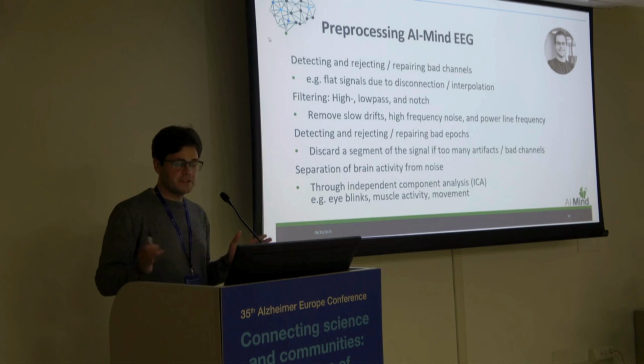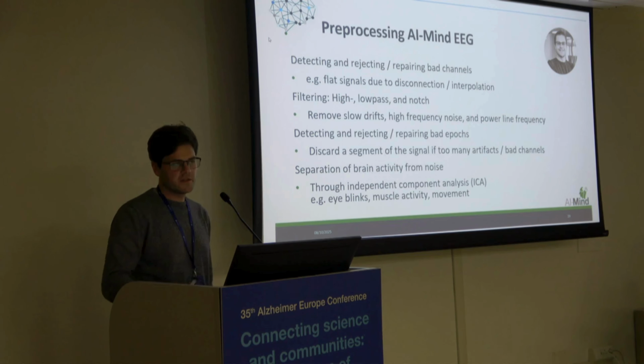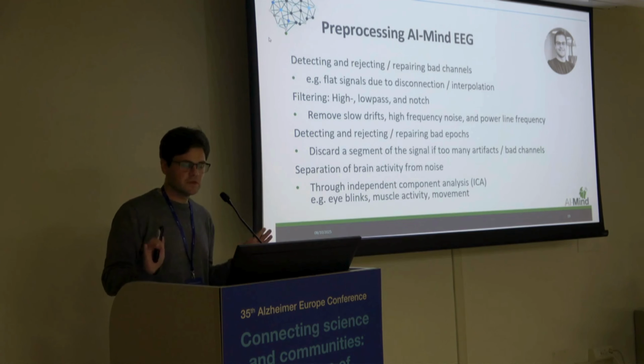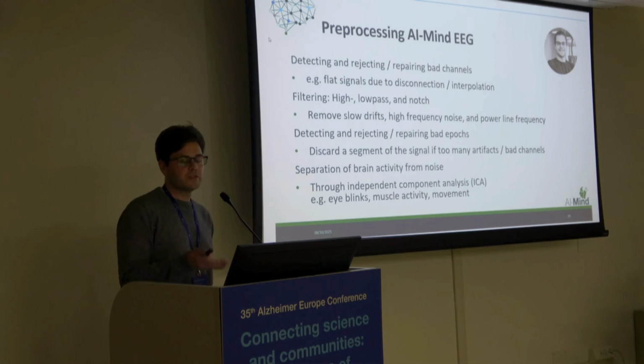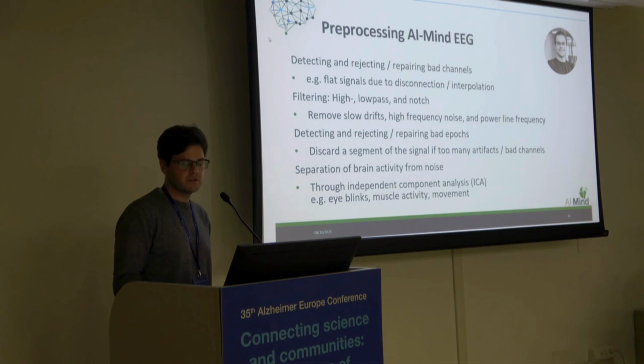Furthermore, we split the EEG up into different chunks that we call epochs, and then we also try to detect and reject or repair these epochs. If they are too damaged, then we need to reject them because the data cannot be used for further analysis. Generally speaking, we just want to separate the brain activity from all kinds of other activity, noise in general, and we can do this through a technique called independent component analysis. This lets you separate the different sources, and there we can then see these are probably eye blinks, this is muscle activity, this is movement, and then we remove that from the brain activity to continue with our analysis.